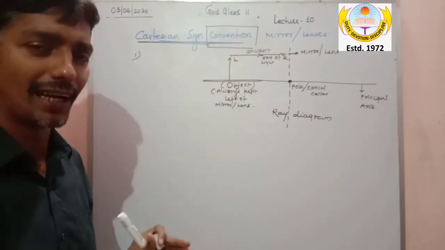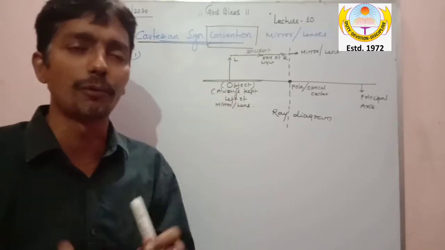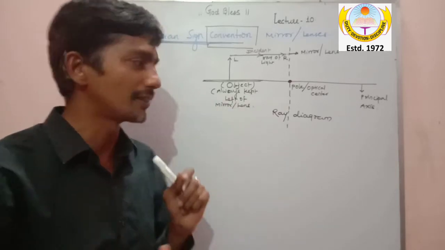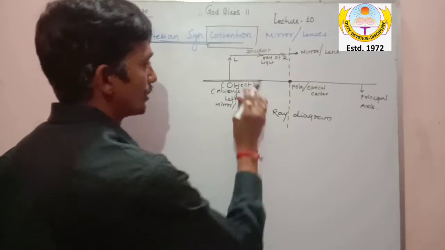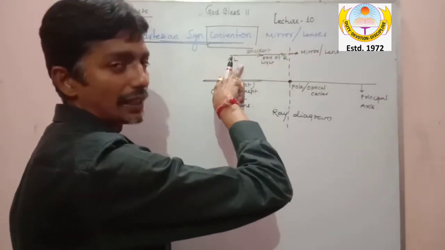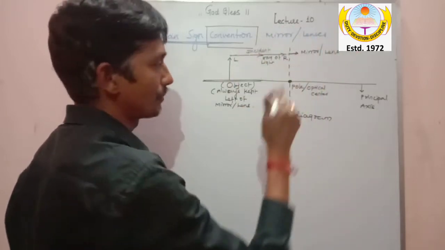You have done this in class 10, but now please try to understand so that there should not be any problem, because students still have a problem about when it is minus and when it is plus. So the incident ray will go from left to right, that is from the object to the pole of the mirror or lens.